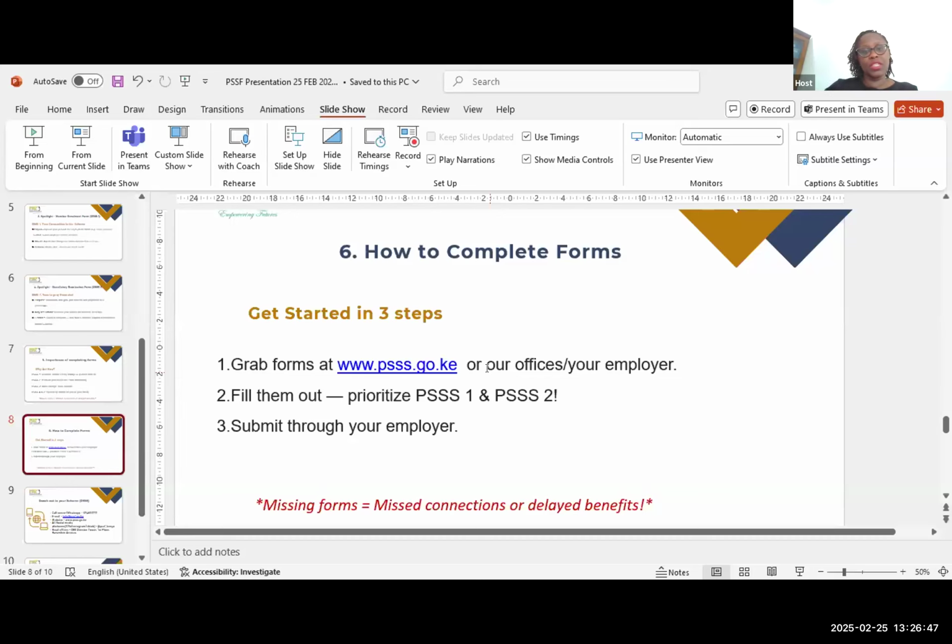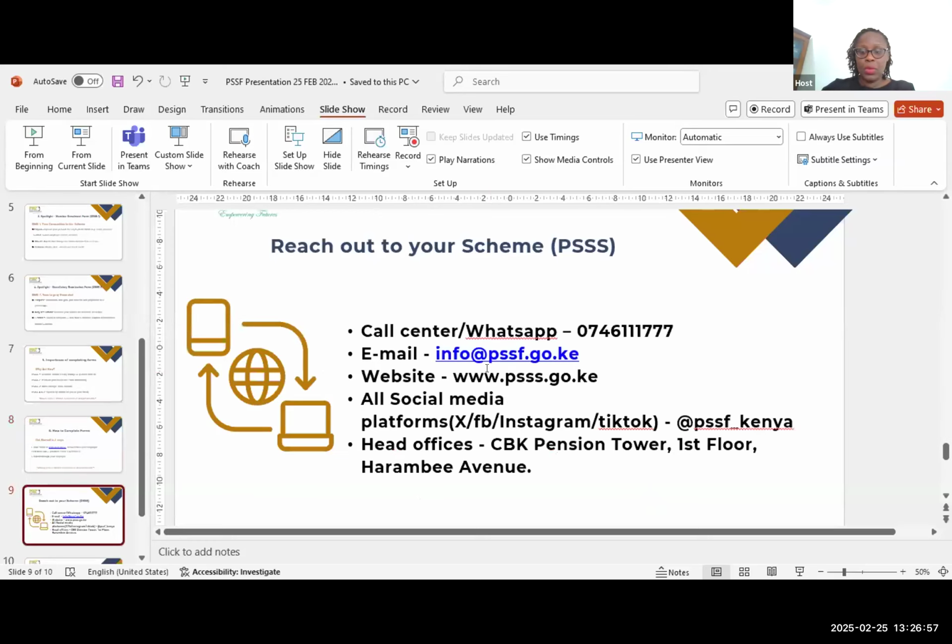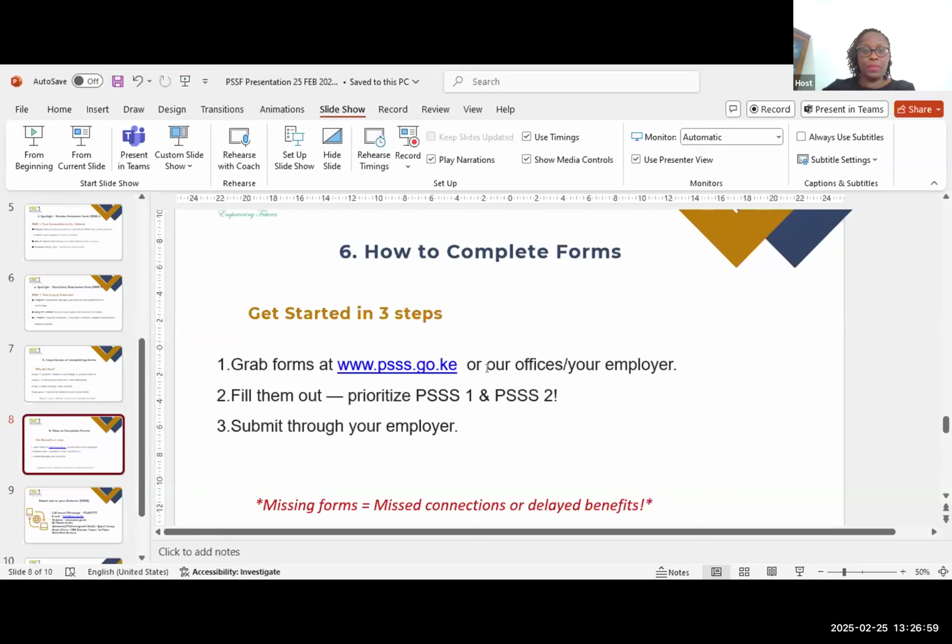If you're not aware of these forms, then you might not know that at the point you're exiting service, you need to complete these forms. So I will go straight to the website to show you where to access these forms from. You'll allow me to stop sharing this so that I can share the other screen.